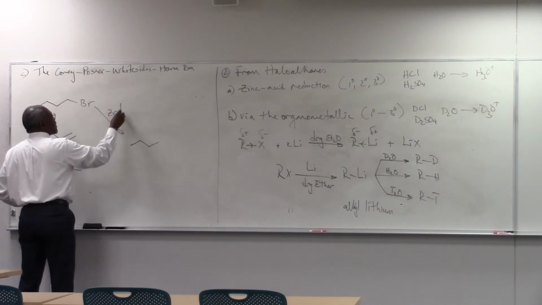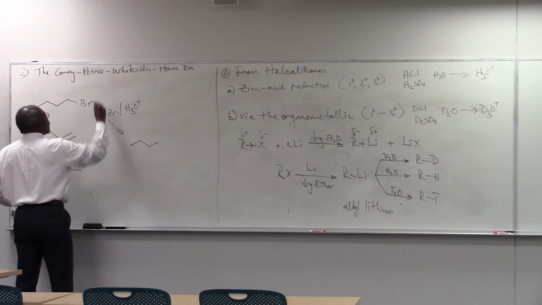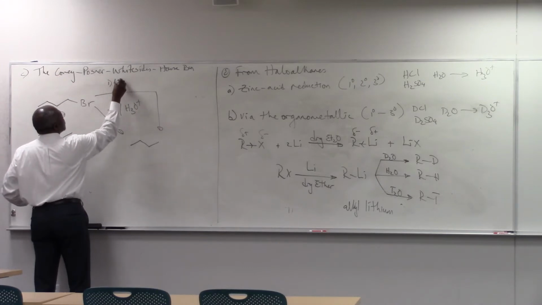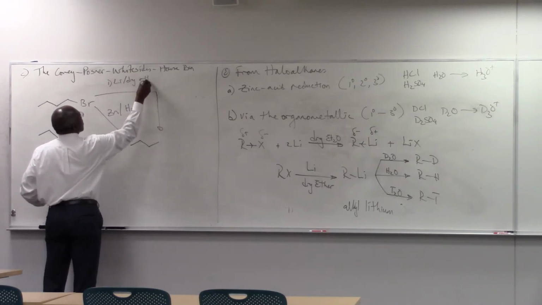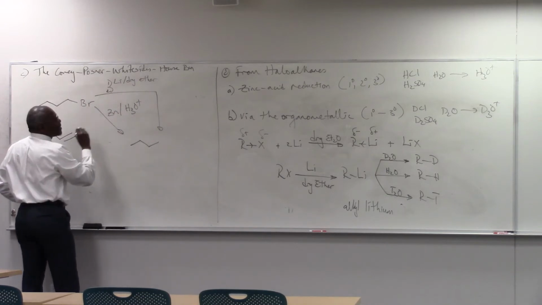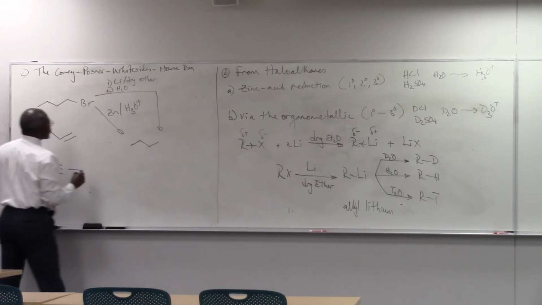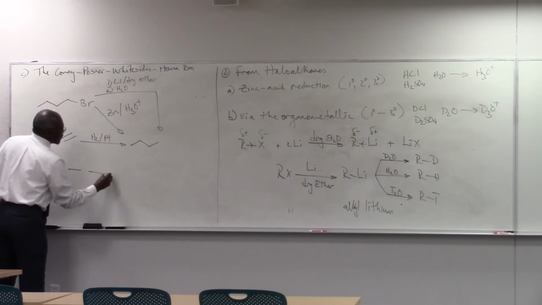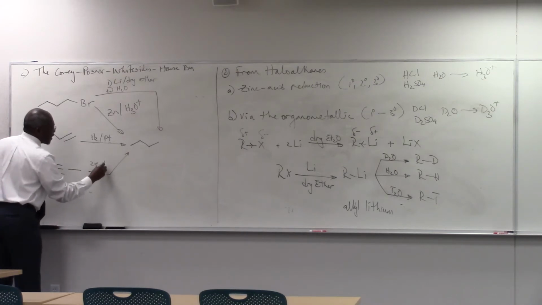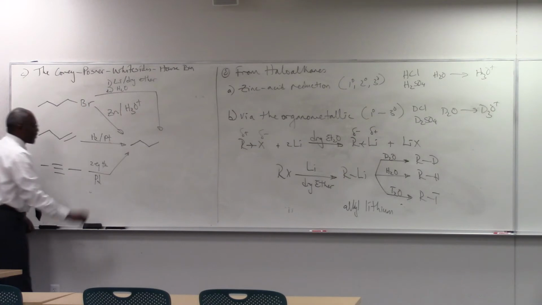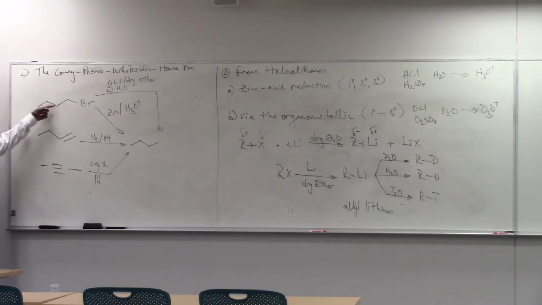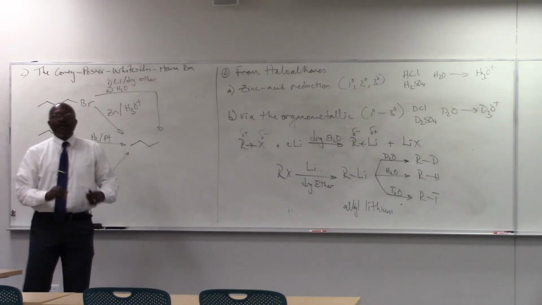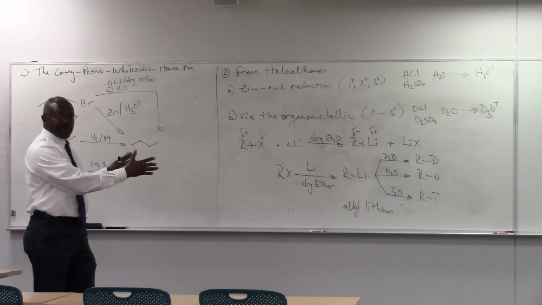This might have been zinc and H3O+, or it could have been lithium and dry ether, followed by H2O. This would have been hydrogen gas and platinum. This would have been 2 equivalents of hydrogen gas and palladium. Okay? But 4 carbons, 4 carbons. So we were making an alkane with the same number of carbons as the substrate.